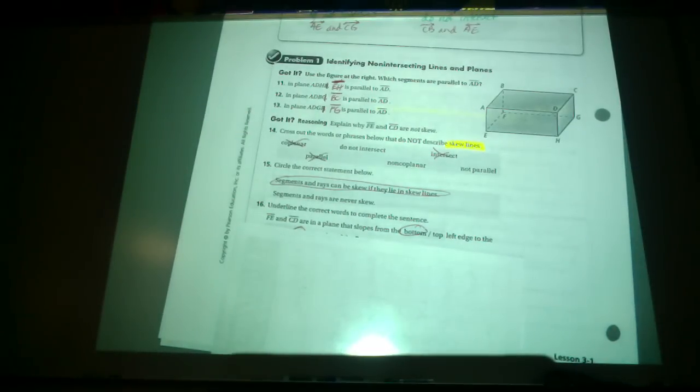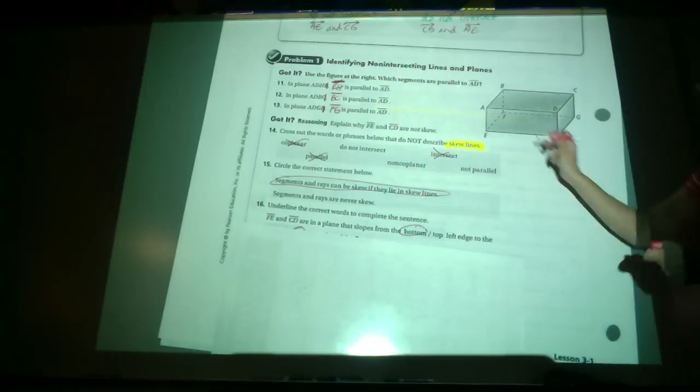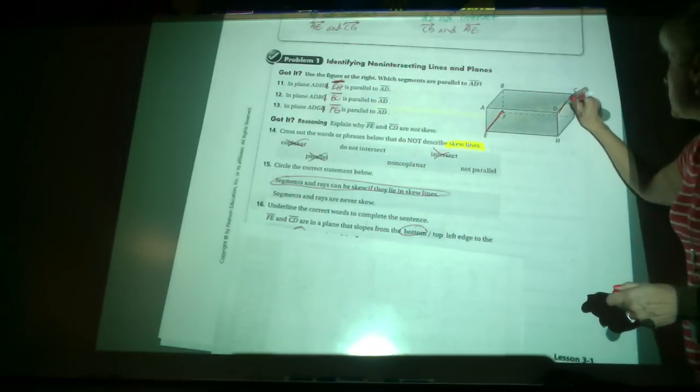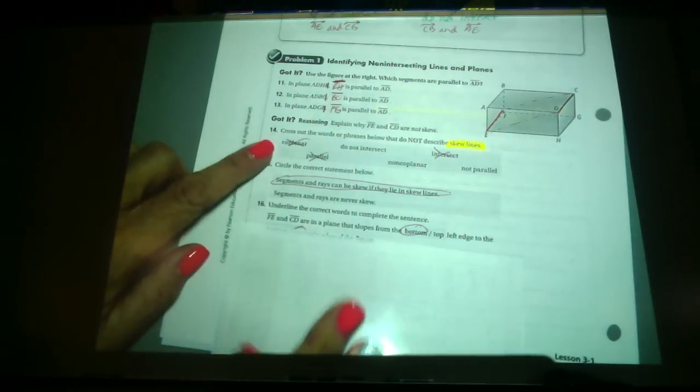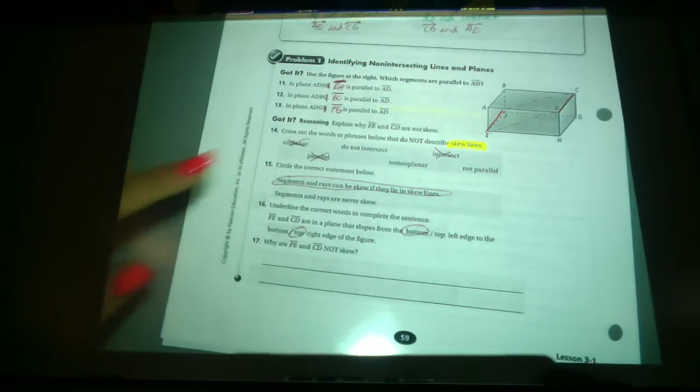And then for 16, FE and CD. So here's FE and CD. Let's highlight those. FE and CD. Can I create a plane between those? Yeah, I can go from here to here. So therefore they are parallel. Oh, by the way, that's what they're getting you to, from the bottom to the top, so that's the second part. And then you had to answer this question.